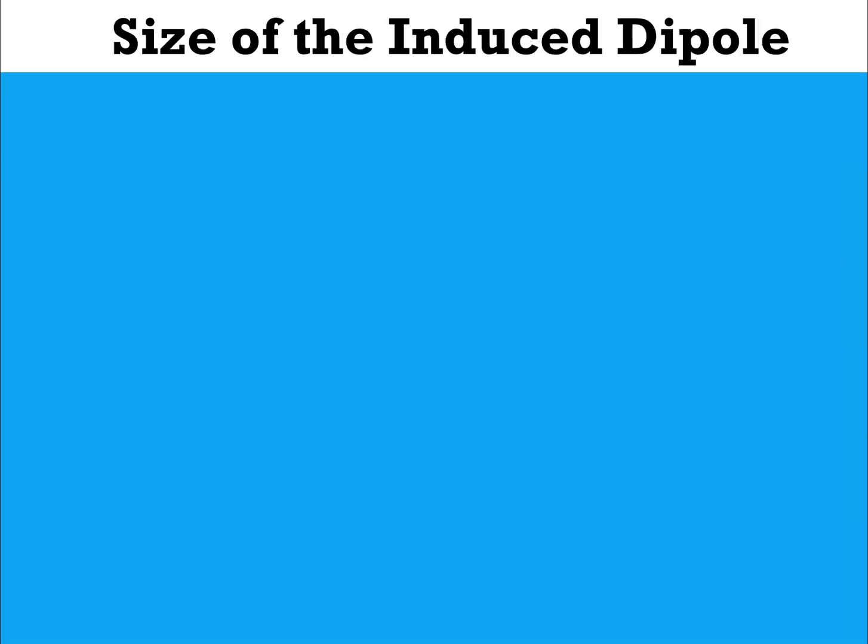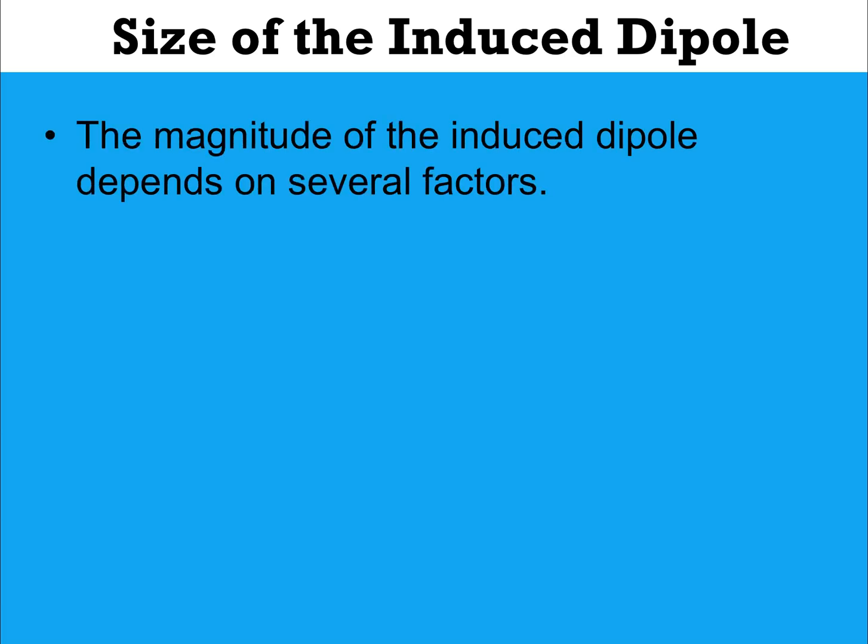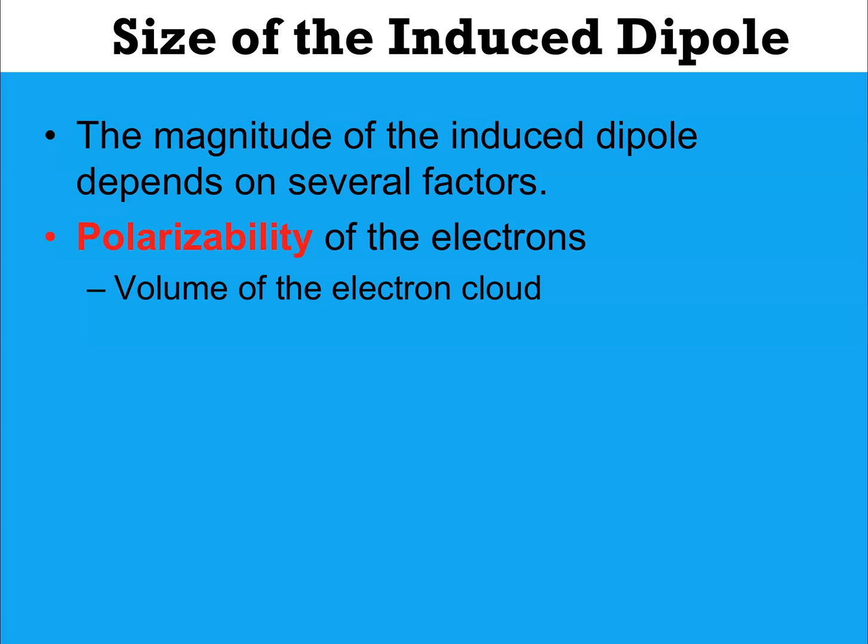So the size of the induced dipole, we are still focusing on London forces. The magnitude of the induced dipole depends on several factors. First one, brought it up earlier, the polarizability of the electrons. How easy or difficult is it to have the electrons just happen to be on one side versus the other? Well, that comes down to the volume of the electron cloud.